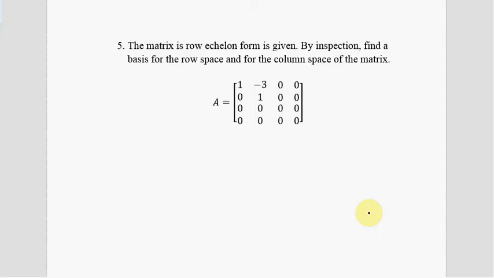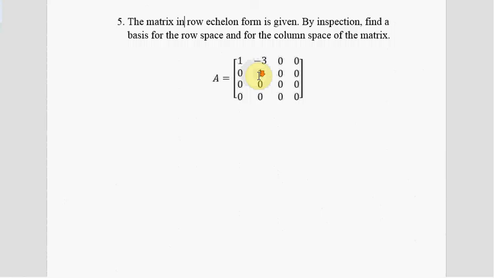Number 5, the matrix is in row echelon. See, I need to go back and correct my language. The matrix in row echelon form is given. I don't know how that slipped by me. And why is it all caps? By inspection, find a basis for the row space and for the column space of the matrix.